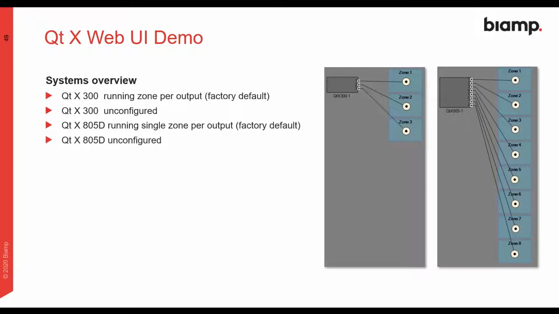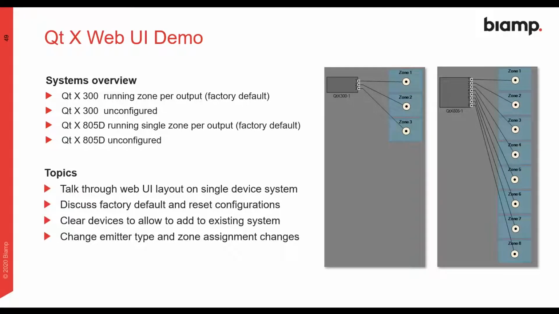So what I've got right now is 4 controllers, 2 of which are running the factory default configuration. I've got a Qtx 300 running factory default and an 805 running factory default. And then I have 2 devices that are unconfigured. I cleared the configuration after I did a factory reset, and I've got them sitting out there. If I were to look at those devices, they're available in the network, but they have no zones assigned. So they're essentially waiting to be added to a system or have a configuration loaded.